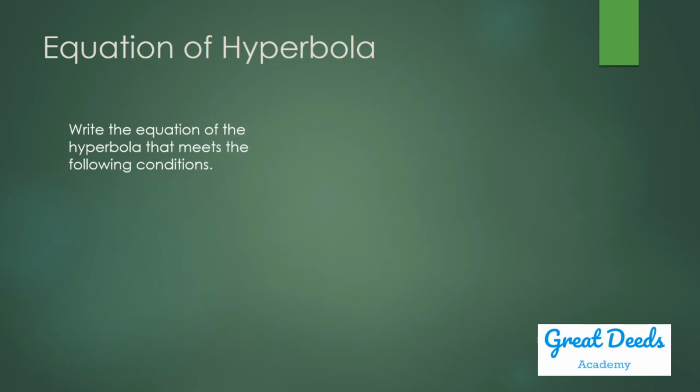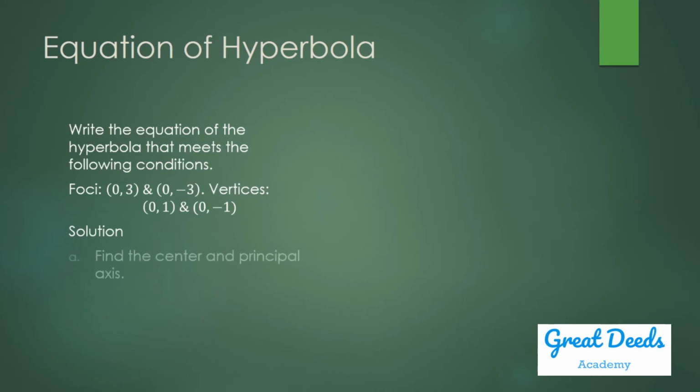Write the equation of the hyperbola that meets the following conditions. So we are given these conditions. These are the coordinates of the foci and the vertices. What is the equation? Well, first, we must find the center and the principal axis. And, of course, we must find A and B. A squared and B squared are the denominators of this equation.